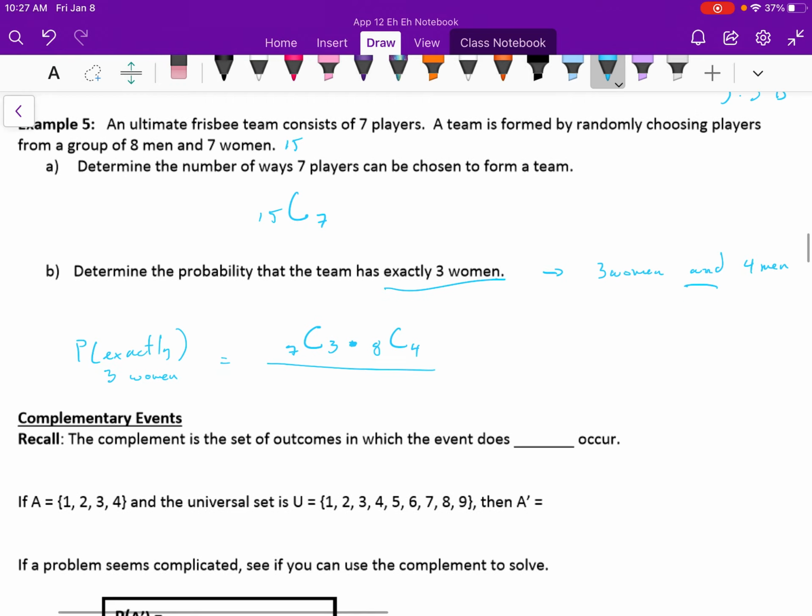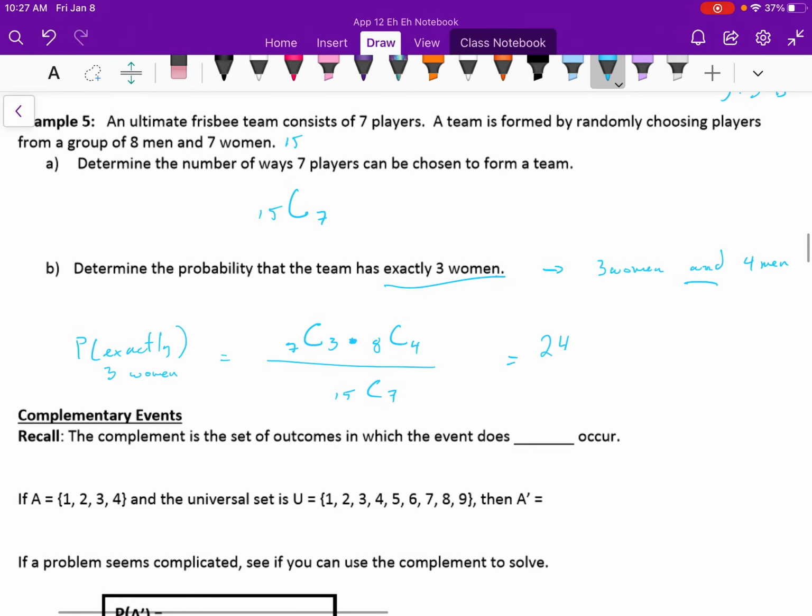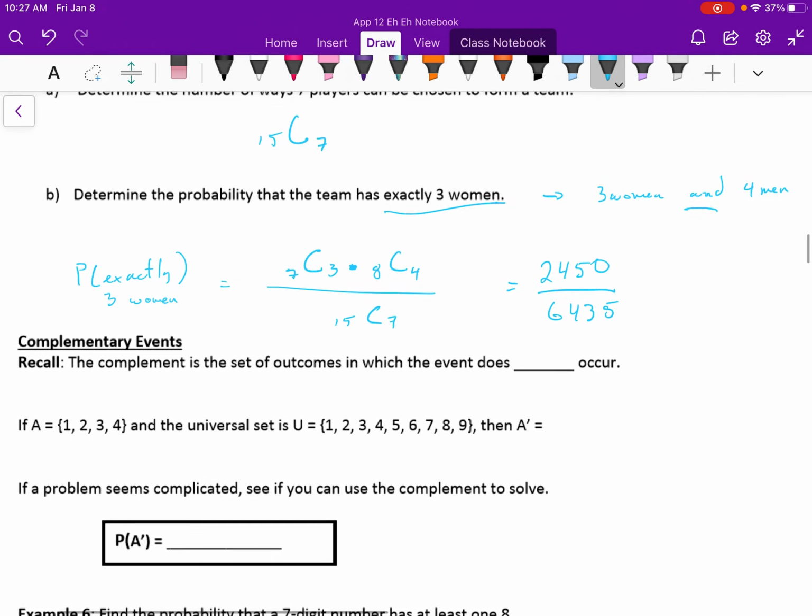Now, in the denominator, how many different ways can I make the team? Well, that's going to be 15 choose 7. There are a total of 15 choose 7 different ways to make the team. So when I calculate this, I'm going to bring my calculator, hit a whole bunch of buttons. I get 2,450 divided by 6,435. All right, we're starting to mean business here. This is probably a very difficult lesson.